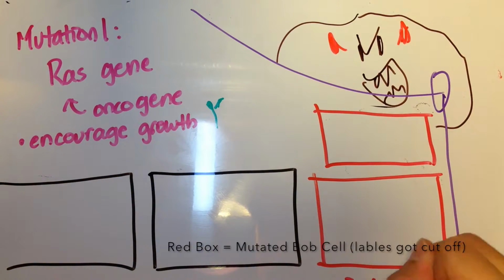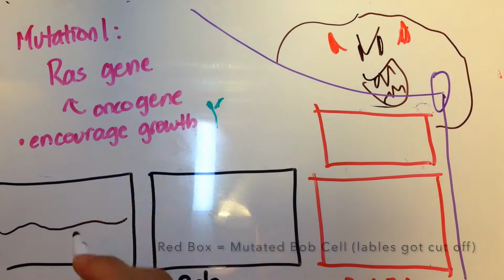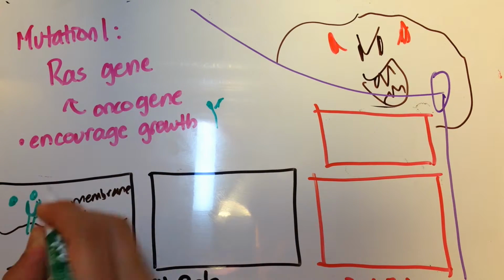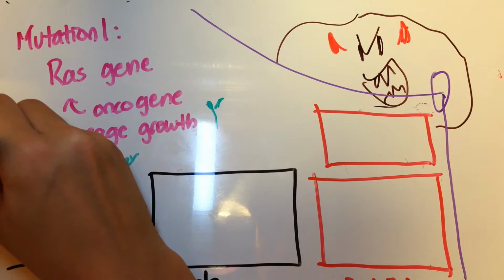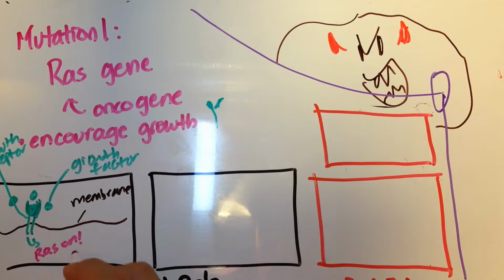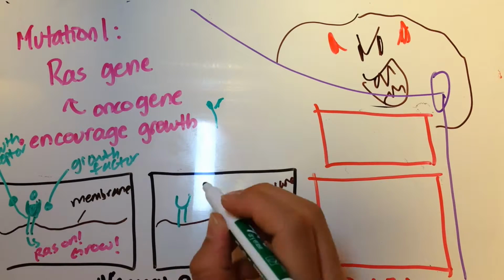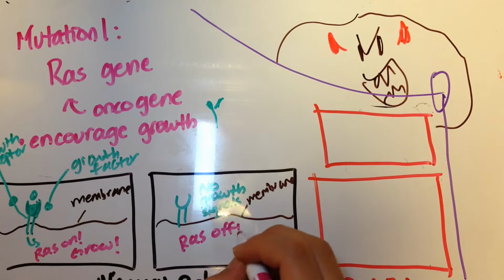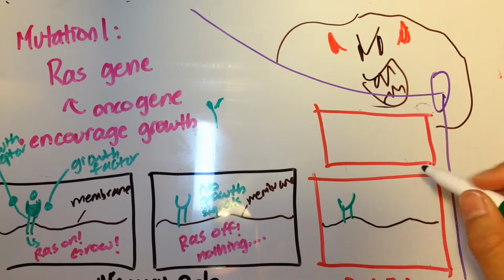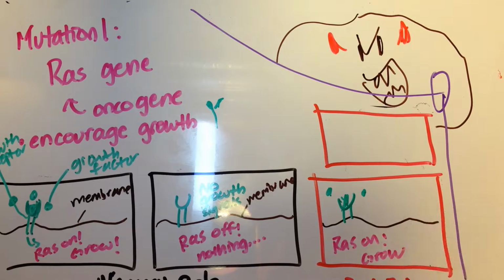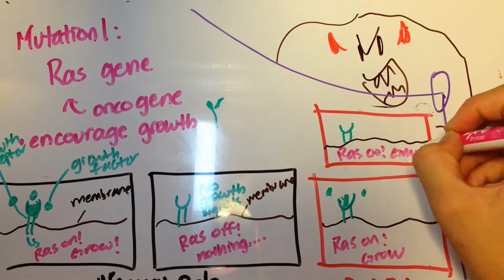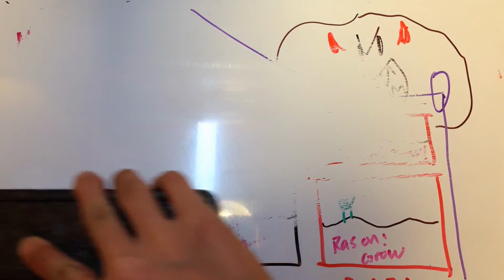In normal Bob's case, his RAS gene depends on growth factors. If there are growth factors, the RAS gene will turn on. And if there are no growth factors, then the RAS gene will be turned off. In mutated Bob's case, the RAS gene will always be on no matter if there are growth factors or no growth factors, so the cell will be dividing even when it's not supposed to.